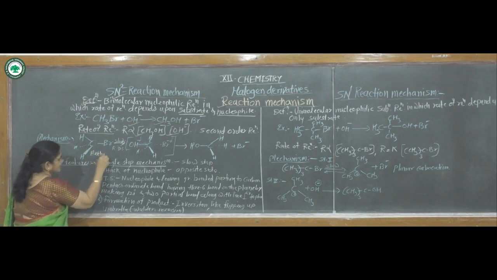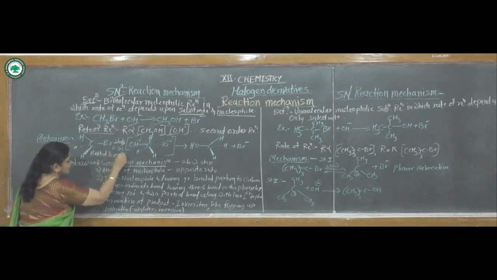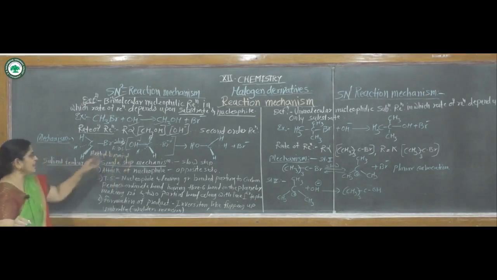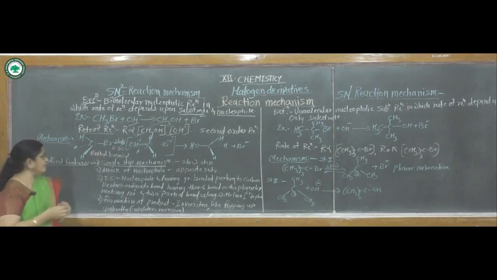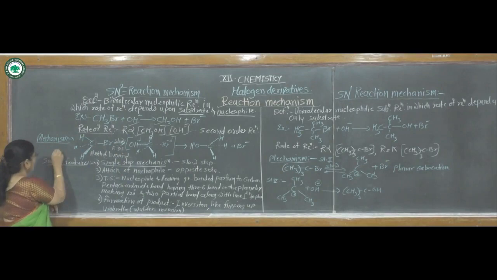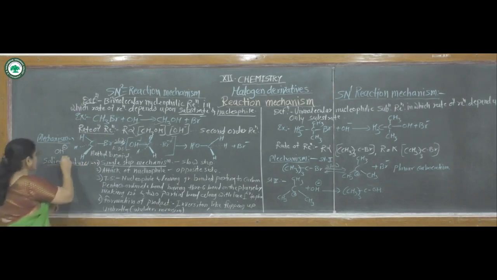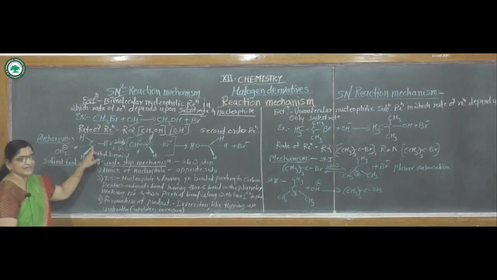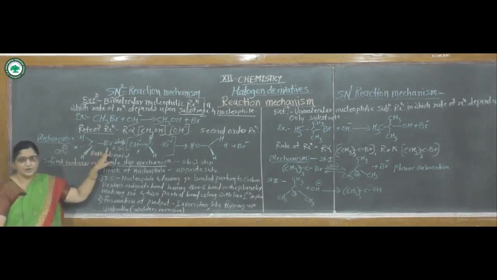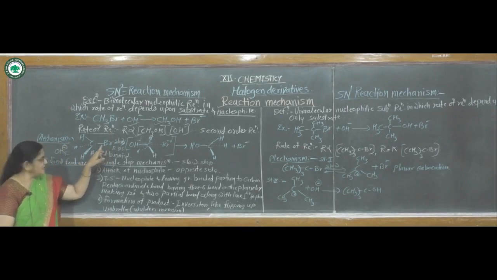If this reacts with potassium hydroxide or sodium hydroxide, it gives the nucleophile, that means OH minus ion. Then in the first step, this OH minus ion attacks this carbon atom from the opposite side of the other nucleophile, the first nucleophile. Here the first nucleophile is bromine.